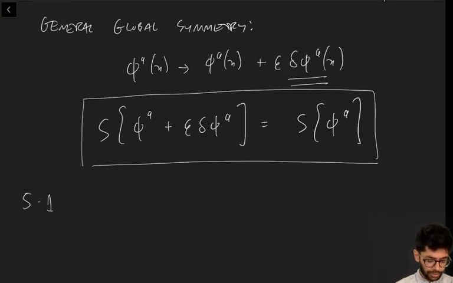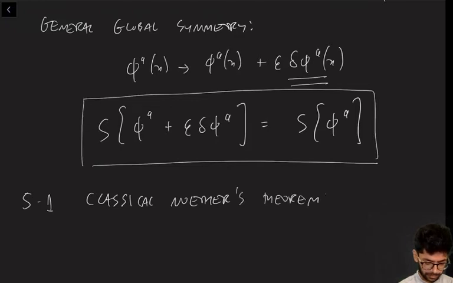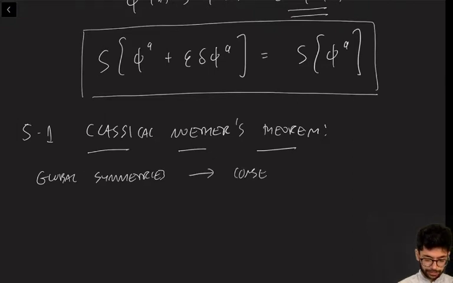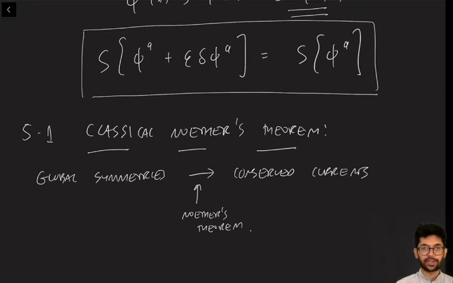So the first thing I want to do is review the classical Noether's theorem in maybe slightly different language from how you've seen it before. So, as you're all well aware, global symmetries lead to conserved currents. And the connection between these two things is given by Noether's theorem. I want to review how this works. Okay.